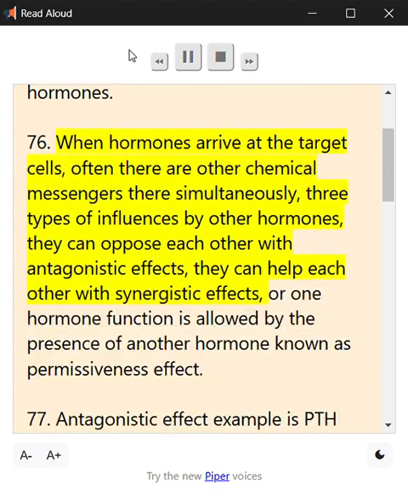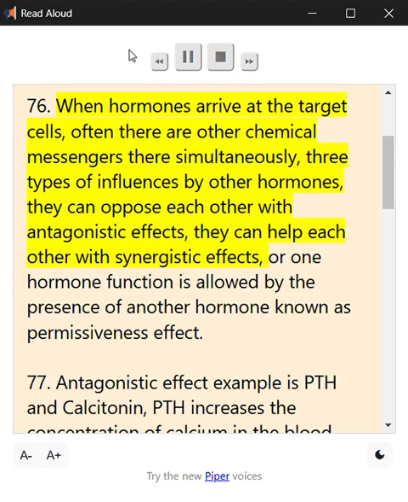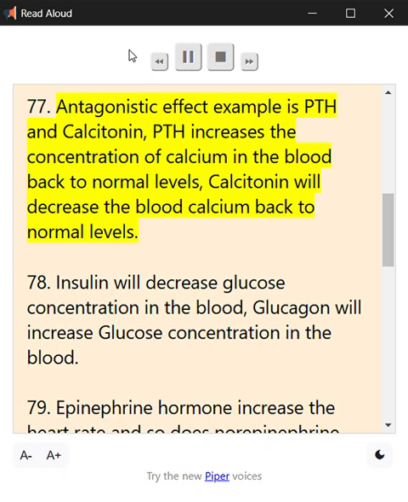76. When hormones arrive at the target cells, often there are other chemical messengers there simultaneously. There are 3 types of influences by other hormones. They can oppose each other with antagonistic effects, they can help each other with synergistic effects, or one hormone's function is allowed by the presence of another hormone, known as the permissiveness effect. 77. An antagonistic effect example is PTH and calcitonin.